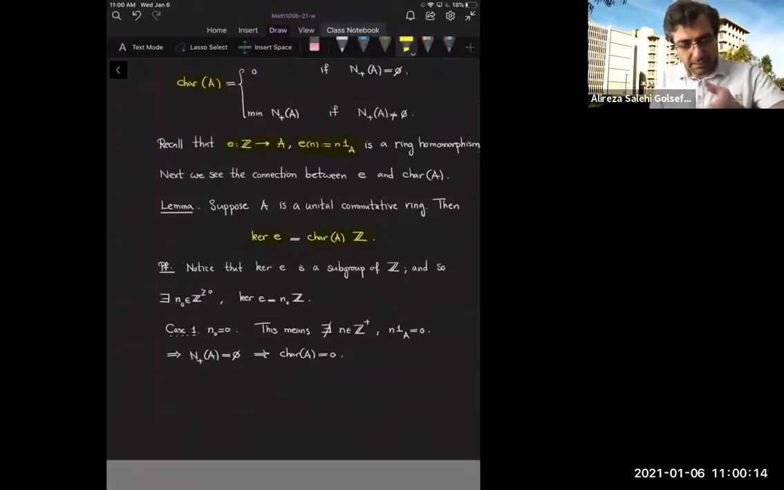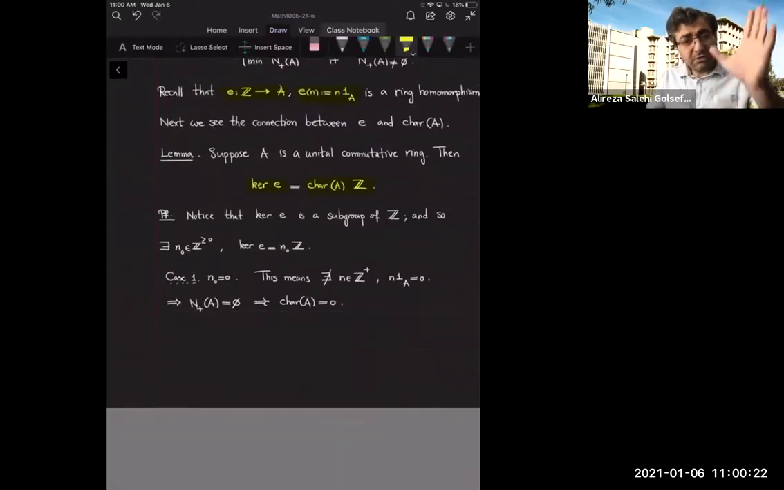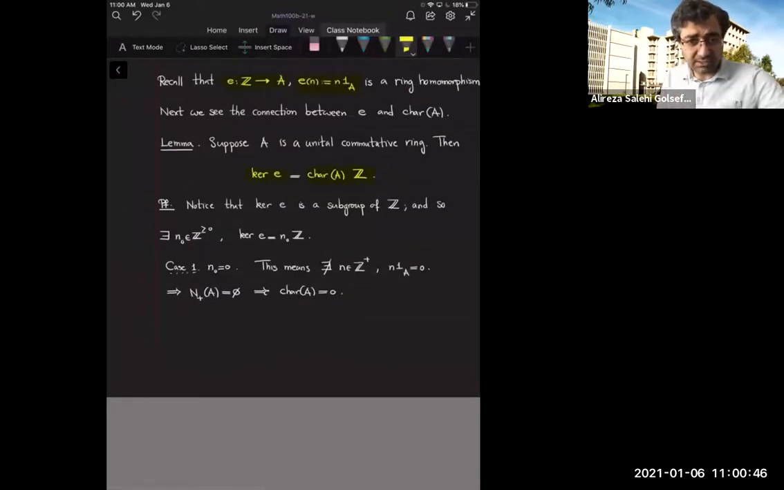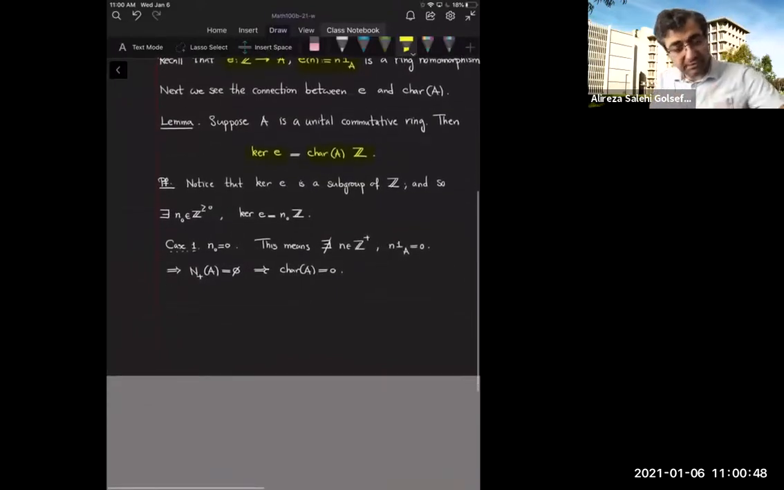Let's see why this is the case. Of course, I'm working under the assumption that the ring is unital and commutative. So first notice that the kernel of E is a subring of the integers, it's a subgroup of the integers. And in group theory, you've learned that subgroups of Z consist of multiples of a given integer. So every subgroup of Z is of the form n naught Z for some non-negative integer n naught. So suppose the kernel of E is n naught Z for n naught non-negative.